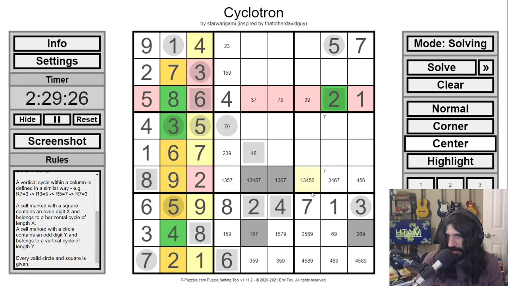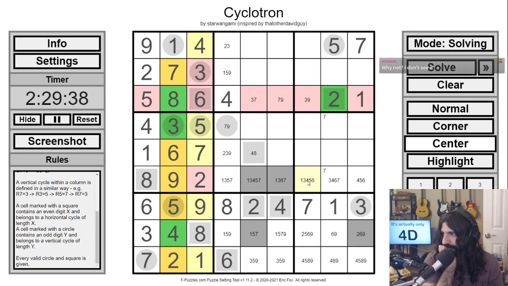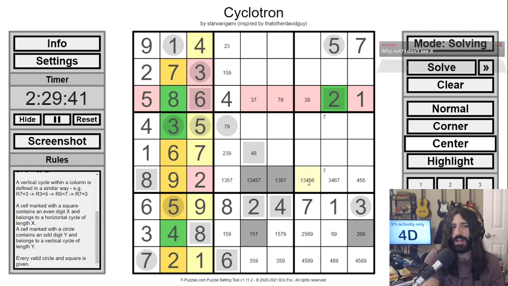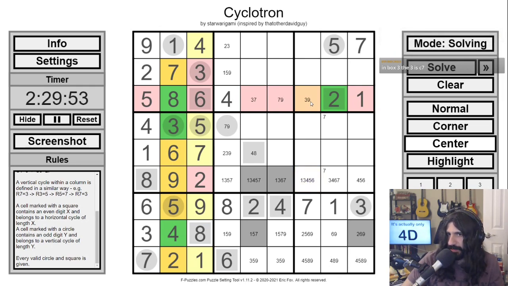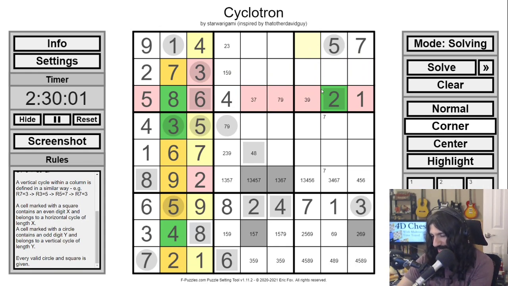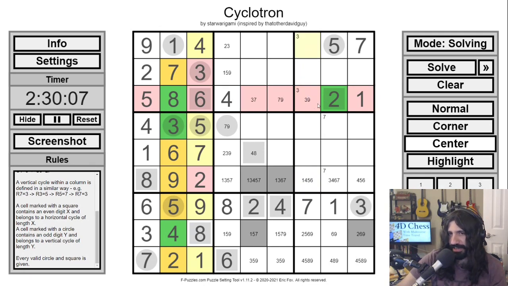Is this not a 3? Help. Why? Row 6, column 7. In box 3, the 3 is in column 7. Oh, you're right. Okay, because... We didn't play regular Sudoku. Oh my God. Okay, yeah. There's either a 3 here or here.